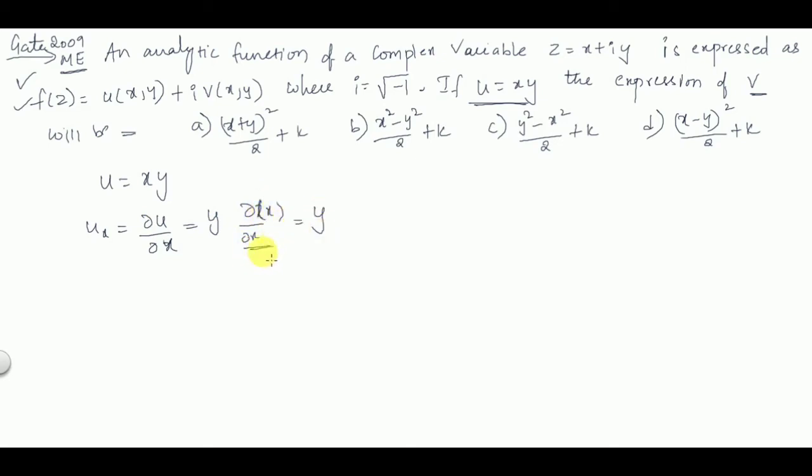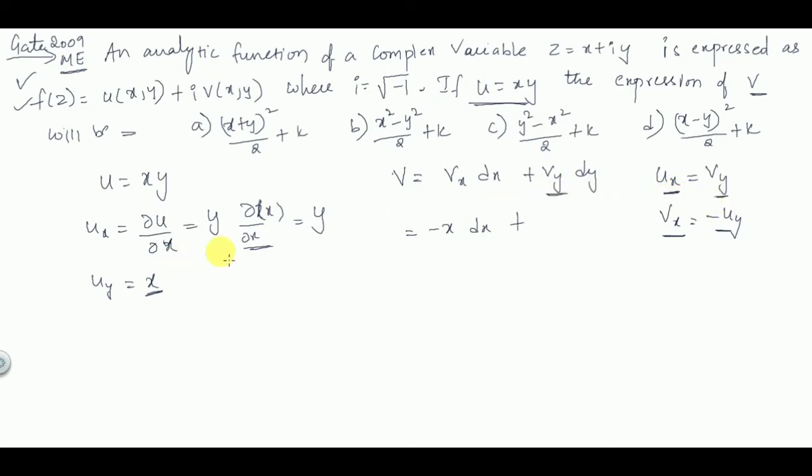So this value is 1, so you'll get y. Uy, you'll get x. So we know that in order to find v, it is vx dx plus vy dy. From the Cauchy-Riemann equations, ux is equal to vy and vx is equal to minus uy. So in the place of vx we can substitute minus uy. Uy is x, so we'll get minus x dx plus vy. In the place of vy you can substitute ux. Ux value is y, so y dy.